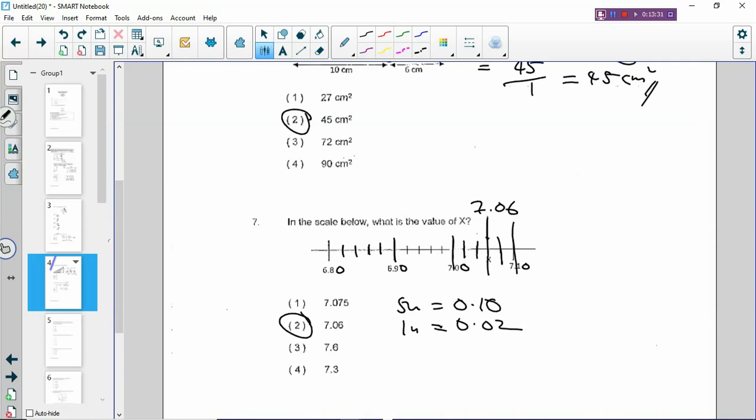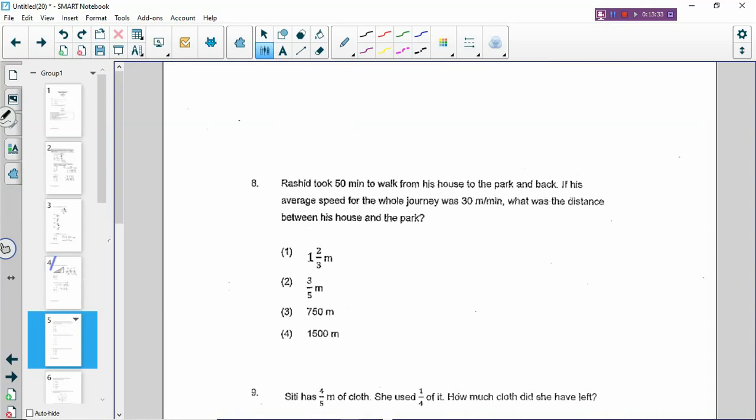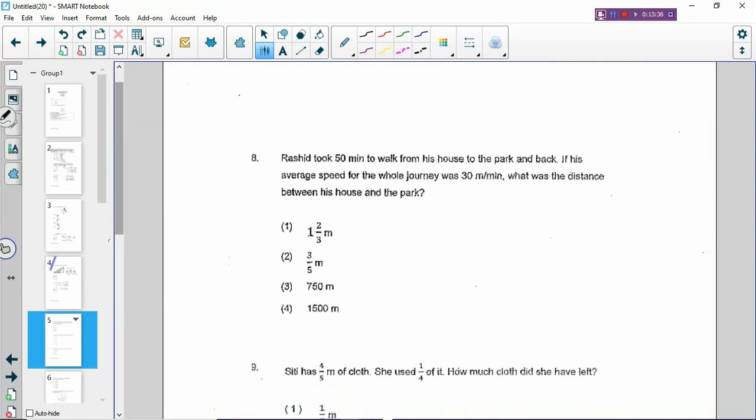Okay, let's go to the next one. Question 8, speed. Speed is not tested in PSLE for this year, but let's go through this anyway, because you need to know for those who are having PSLE next year.